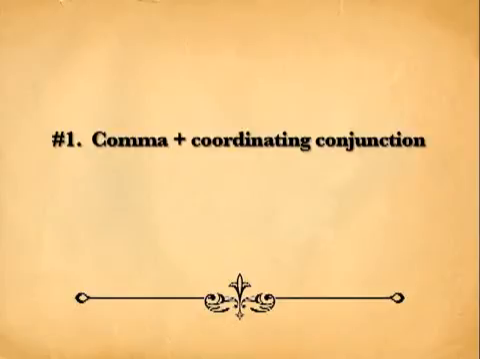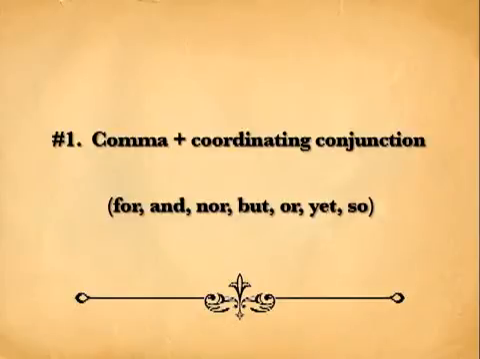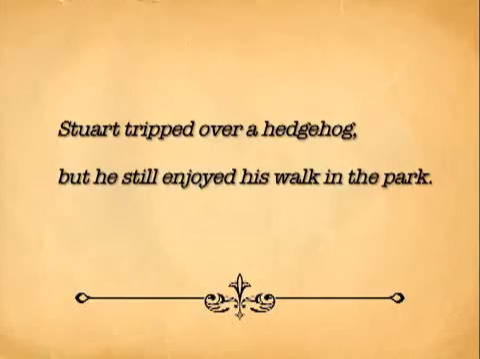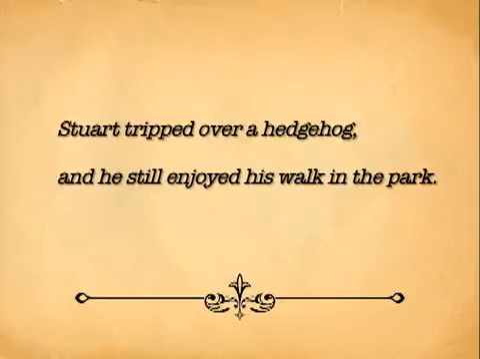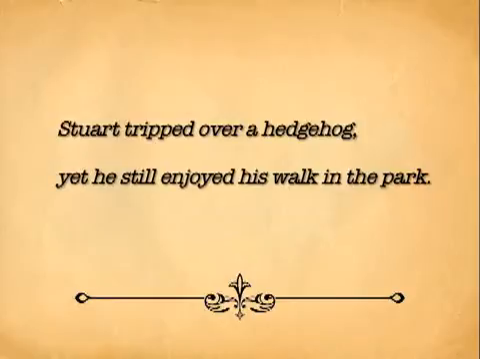Your coordinating conjunctions will provide a useful acronym here, your FANBOYS: for, and, nor, but, or, yet, and so. And different conjunctions communicate different relationships between ideas. For instance, look for the difference between these. Stuart tripped over a hedgehog, but he still enjoyed his walk in the park. Stuart tripped over a hedgehog, and he still enjoyed his walk in the park. Stuart tripped over a hedgehog, yet he still enjoyed his walk in the park. Now notice that yet and but convey similar meanings, and shows simply joining.